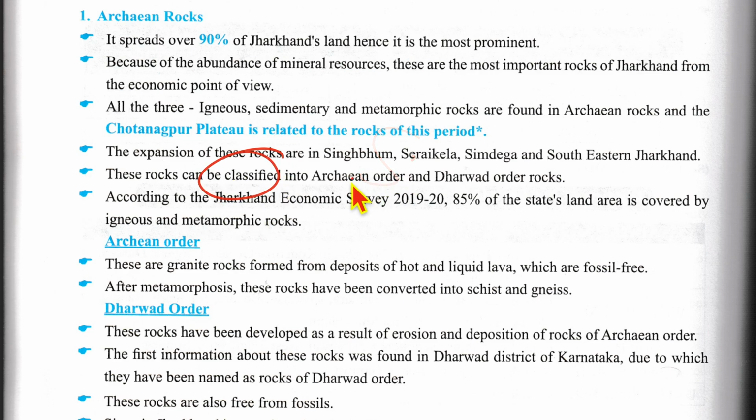These rocks can be classified into Archean order and Dharwar order. According to the Jharkhand Economic Survey of 2019-20, 85% of the state's land area is covered by igneous and metamorphic rocks. Now Archean order: these are granite rocks formed from deposit of hot and liquid lava, which are always fossil free, not mostly. After metamorphosis, these rocks have been converted into schist and gneiss. Now granite has been converted into schist and gneiss.